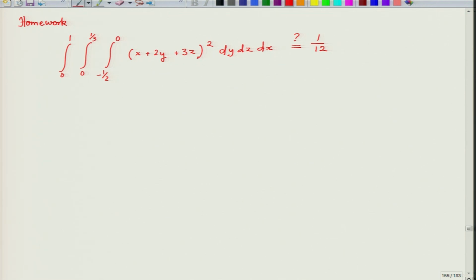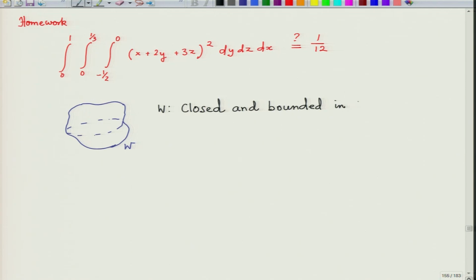Now going forward, what would happen if I am now talking about a region in space? Some region W in space, a closed and bounded region in space. So for example, W is closed and bounded in R3, in our standard three-dimensional Euclidean space.